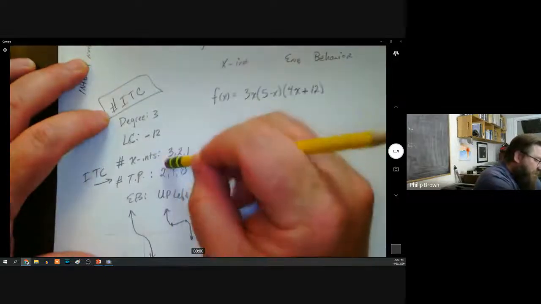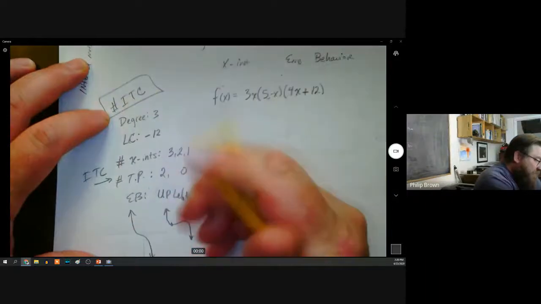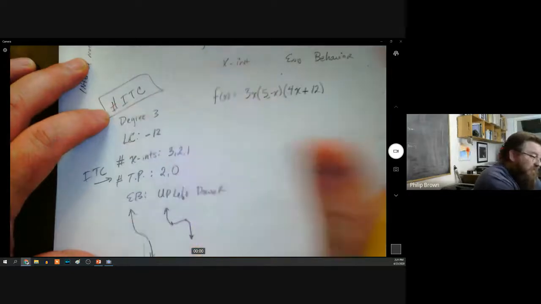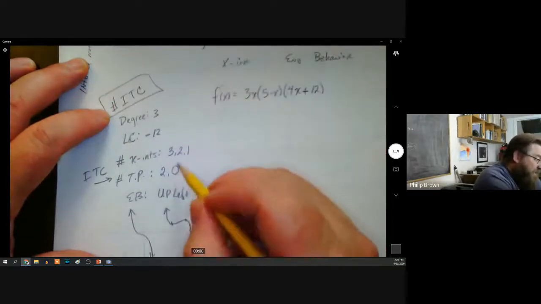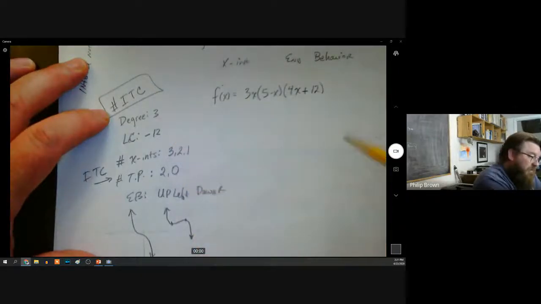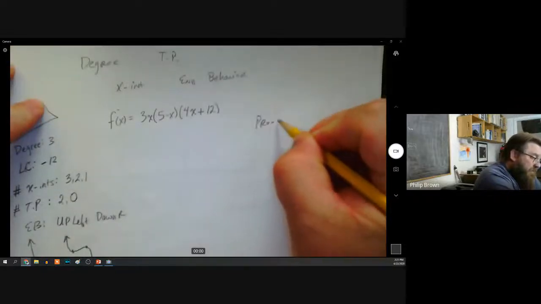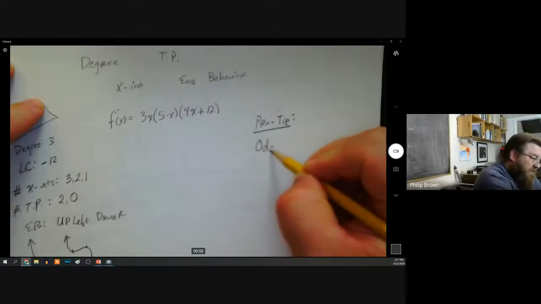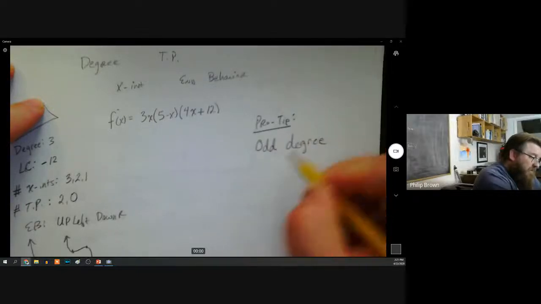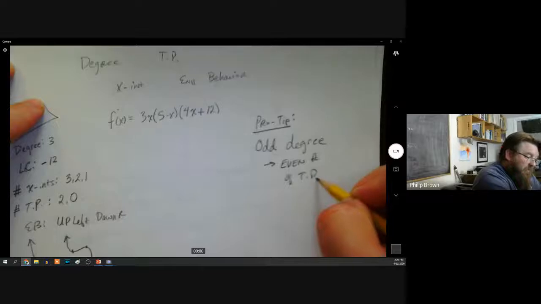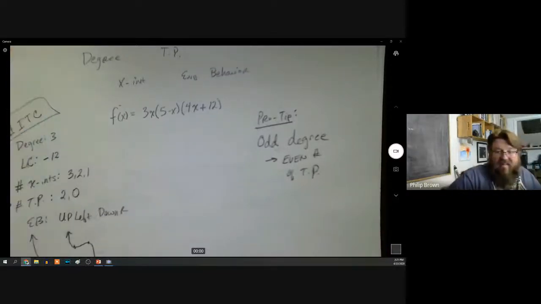Oh, you know what? This is why you got to come to crack after school. Man, it's been a long time since I did this. If it's odd, I know this too. If the degree is odd, the number of turning points is going to be even. I'll write this down for you. You can write this in your notes if you want. Odd degree is going to produce an even number of turning points. Odd degree, even number of turning points.